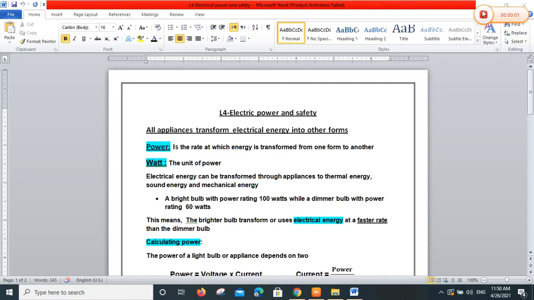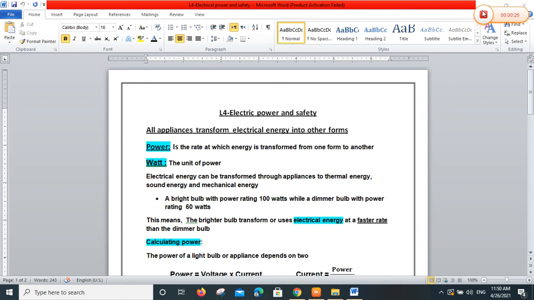Good morning, grade 8. Today we are going to start lesson 4, electric power and safety. All of you know all appliances transform electrical energy into other forms. Appliances transform electrical energy to sound energy, like an amplifier in a guitar. Appliances transform electrical energy into thermal energy, like a toaster, and so on.